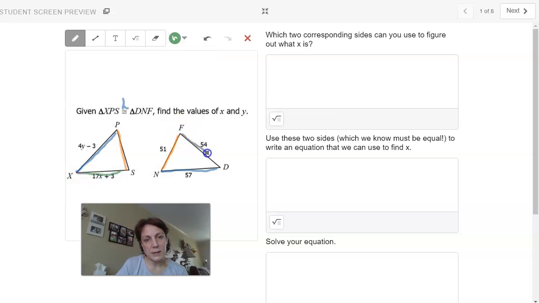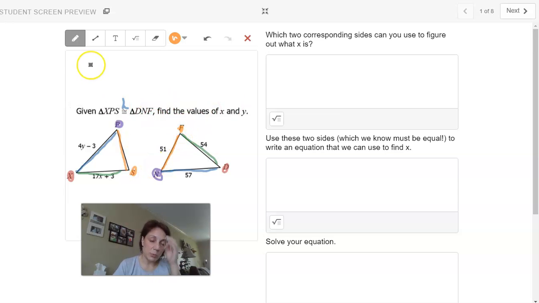Okay, now I'm marking sides because all the information that they gave me in this particular problem is sides. We can also mark angles though, right? So we know that angle X goes with angle D. We know that angle P goes with angle N. And I hope I have another color. I'm out of colors. I'll use orange again, I guess. And we know that angle S goes with angle F.